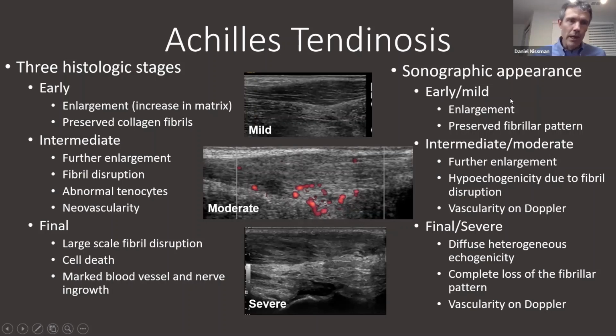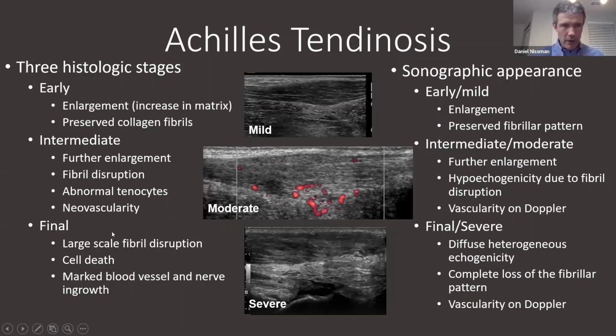Then as we progress along the spectrum, there's further enlargement. Then you start to get some fibril disruption. And that corresponds to focal areas of hypoechogenicity, like here, where we start to get some microscopic tearing or disruption of those collagen fibers. We also get ingrowth of vessels, which we see here, and that corresponds to vascularity on Doppler.